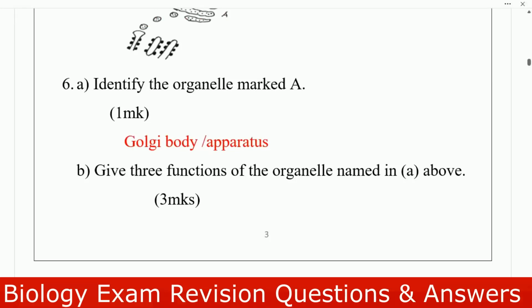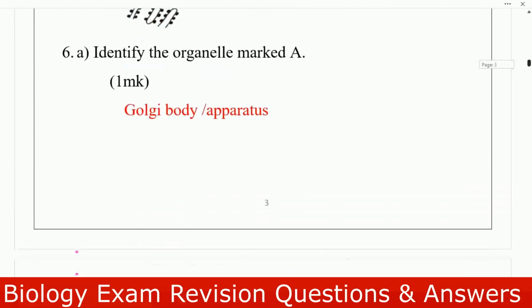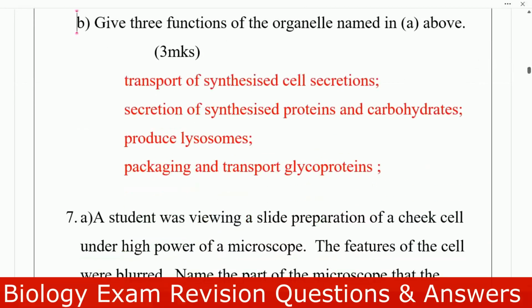Number 5b. Give 3 functions of the organelle named A above. You are told to name that organelle, and you're told to state the 3 functions of Golgi body. That one is, number 1, transport of synthesized cell secretions. Number 2, secretion of synthesized protein and carbohydrates. Next, produce lysosomes. Next, packaging and transport of glycoproteins.